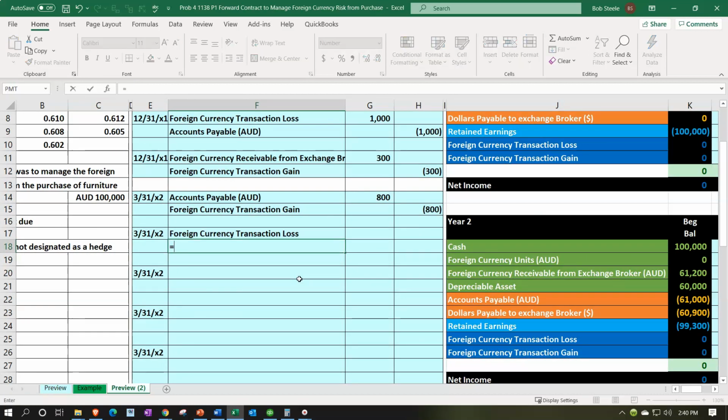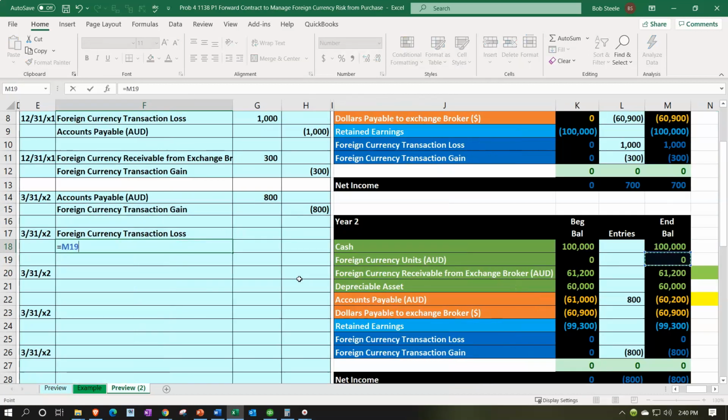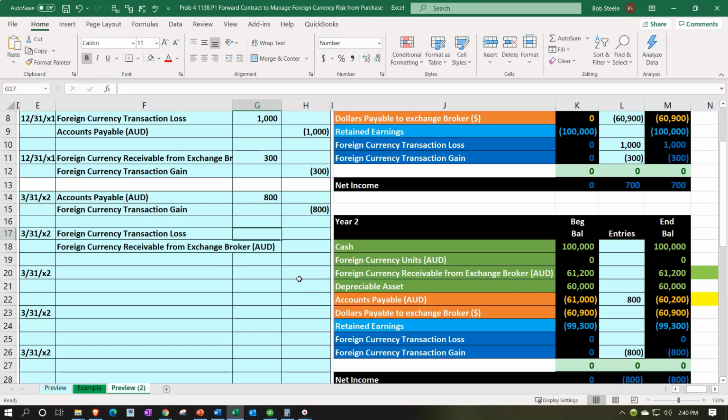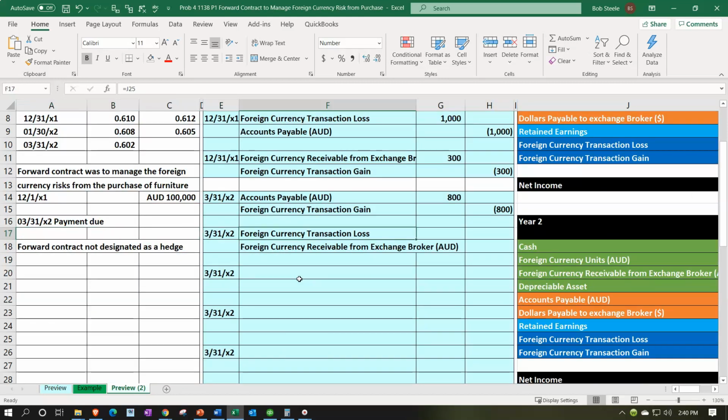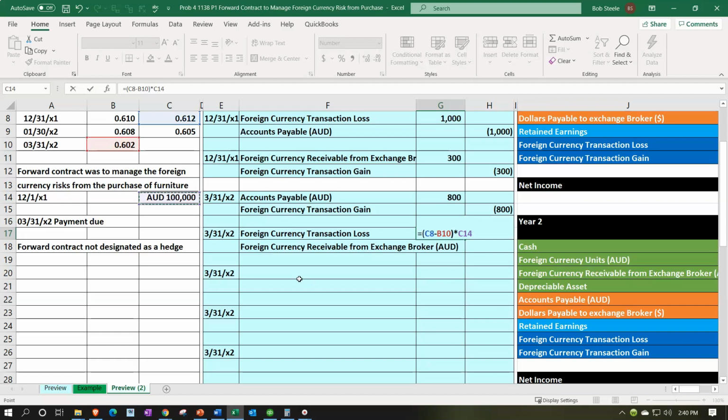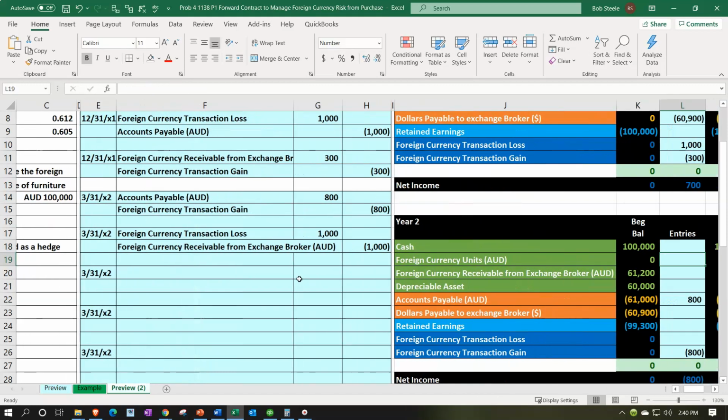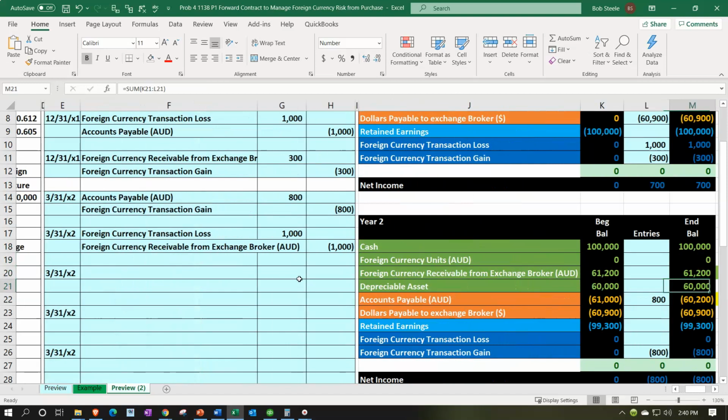And then the other side is going to go to this foreign currency receivable account. So the foreign currency receivable account, let's calculate it again, but a different way this time, equals brackets. We're going to say this is where we were last time, minus the current rate, 0.602, close up the brackets, times the 100,000. There's our $1,000 on the debit and on the credit. Let's go ahead and post this out down below.